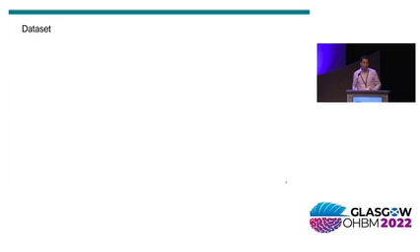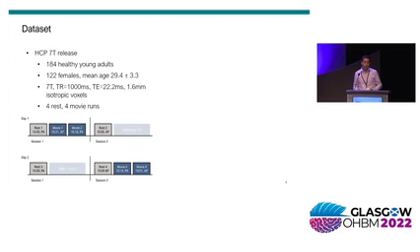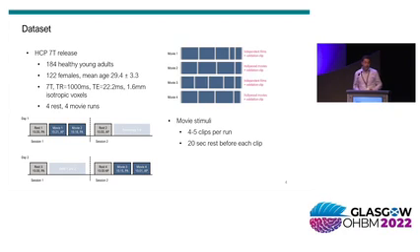To answer this question, we used data from the Human Connectome Project 7 Tesla data release, which includes data from healthy young adults who were scanned in 4 resting state and 4 movie watching runs. And during the movie runs, subjects watched 4 to 5 movie clips, and there were 20 seconds of rest between or before each clip.